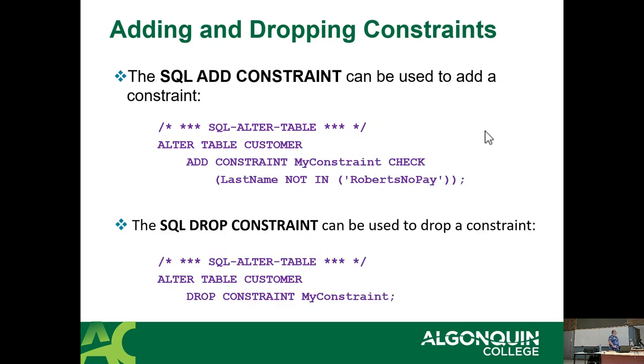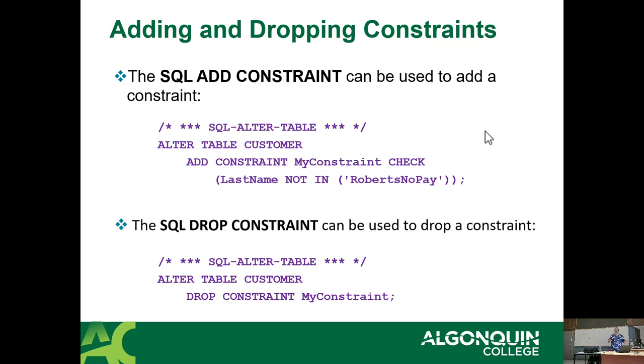It's important. Alter table, add a constraint. Alter table, drop a constraint. This one here is creating a check constraint. So it's basically saying the last name is not allowed to be Roberts, no pay, whatever that's supposed to be.